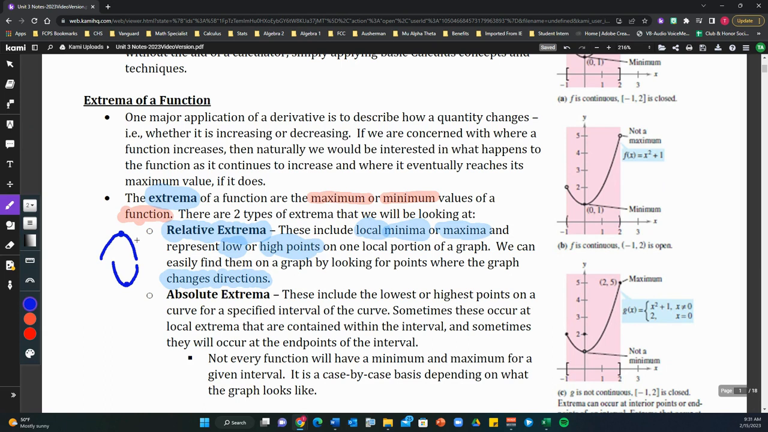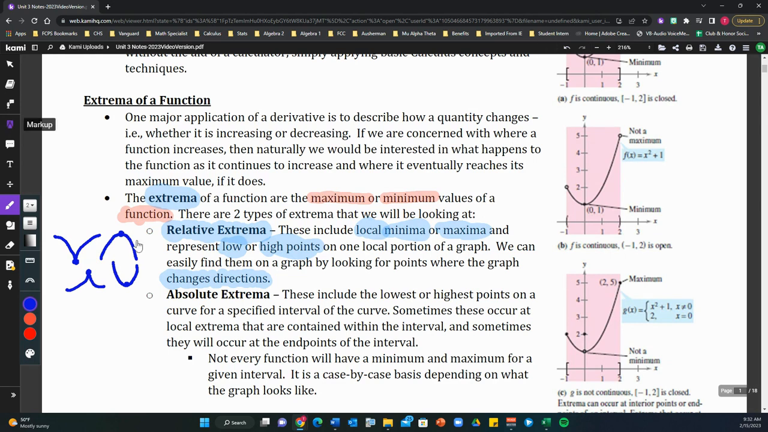Now, they're not always smooth turns. Sometimes we have sharp turns, but these are still places where the graph has changed direction. So we still have to account for those kinds of points. So those are all relative extrema. Those have special implications as far as calculus is concerned.